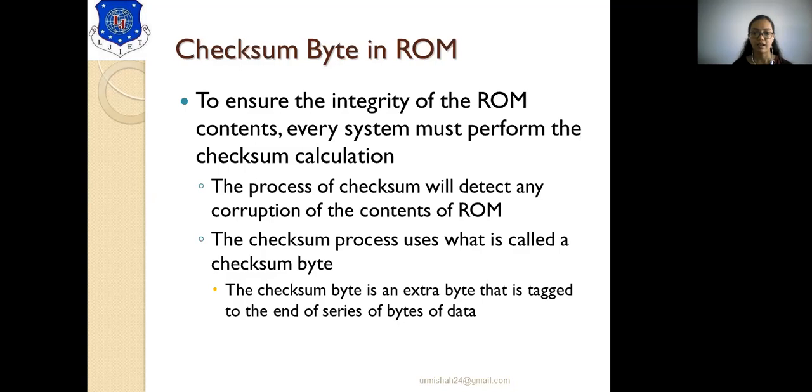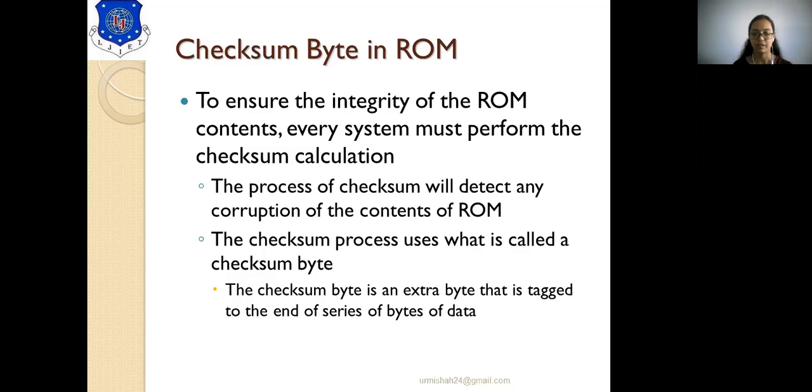Checksum byte data is that data which finally gives you output 00 once you add that checksum byte to the total data of your ROM space. The checksum process will detect any corruption of content if present, and it uses an extra byte which is tagged onto the series of bytes of data.